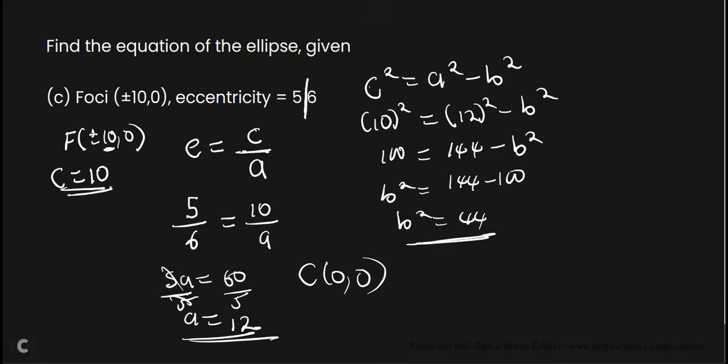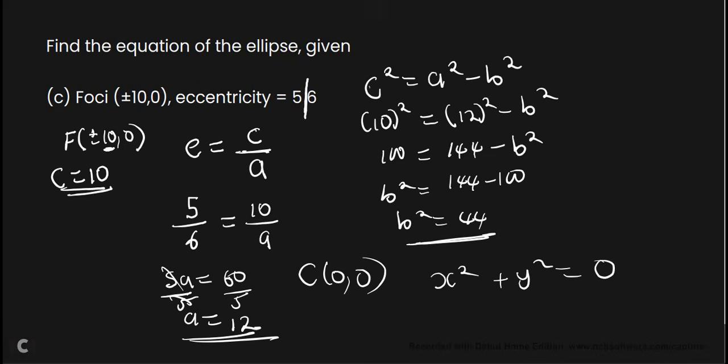When you see the vertices, there's a 0, and the focus, there's a 0. Just know that the center is 0, 0. So the standard equation, x squared plus y squared.